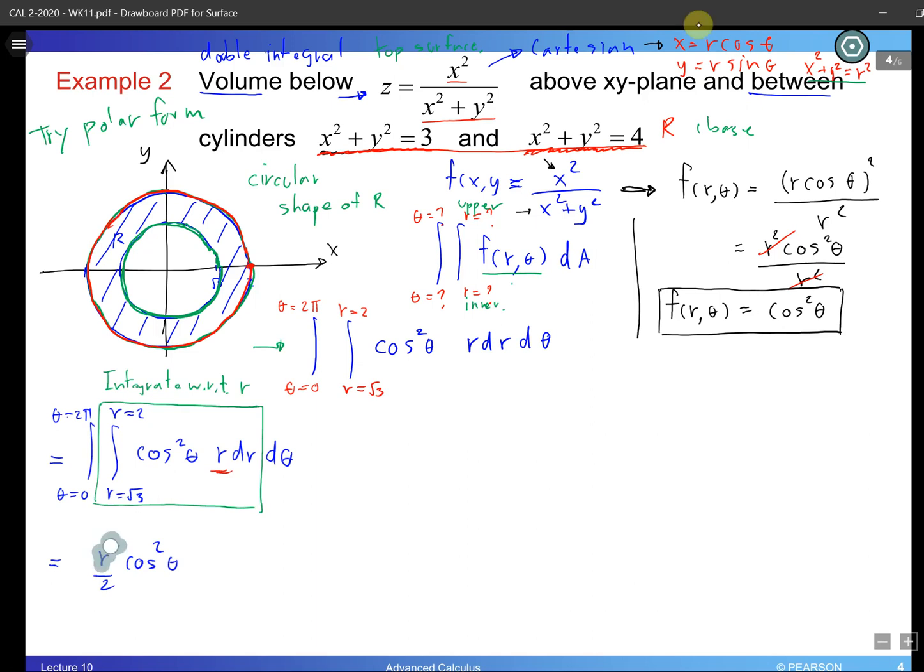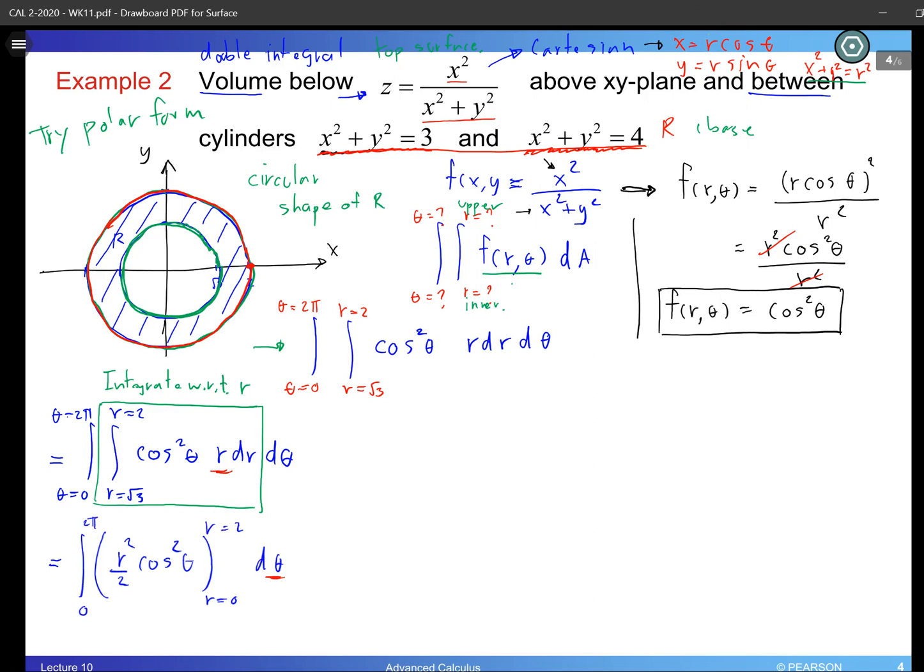Okay, let me move things around a little bit. So this is going to be r squared over 2, cosine theta squared stays the same. Alright, and we are supposed to evaluate this at two values of r, r equal to 0 and r equal to 2. And once again, integrate again with respect to theta. At this point, I just put 0 and 2 pi here. It's obvious that these two values are for the theta.